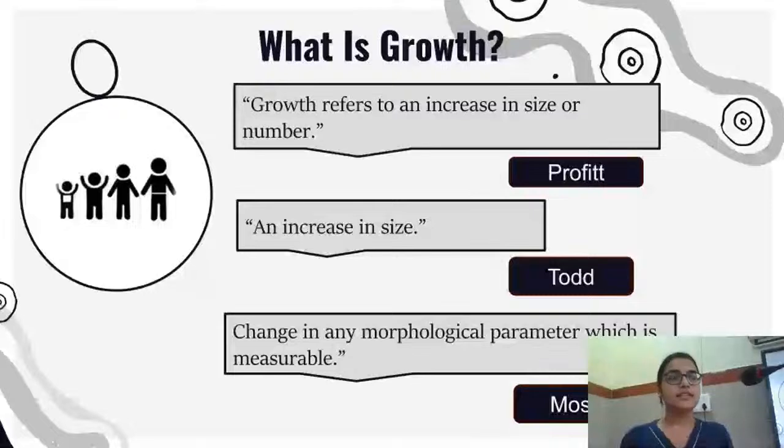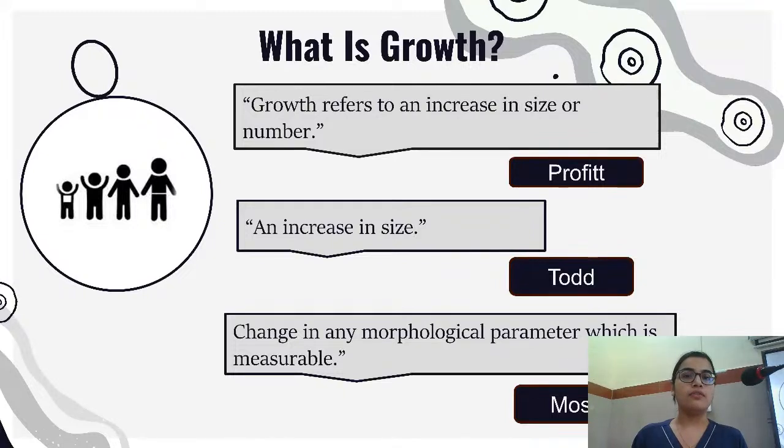There is no universally accepted definition of growth. Various clinicians have defined growth in various ways. Profit defined growth as an increase in size or number. Todd defined growth as increase in size. According to Moss, growth is change in any morphological parameter which is measurable.